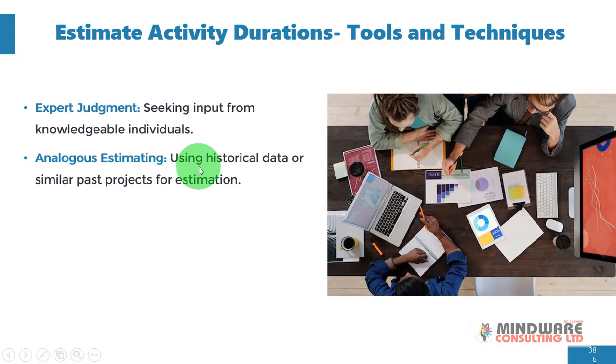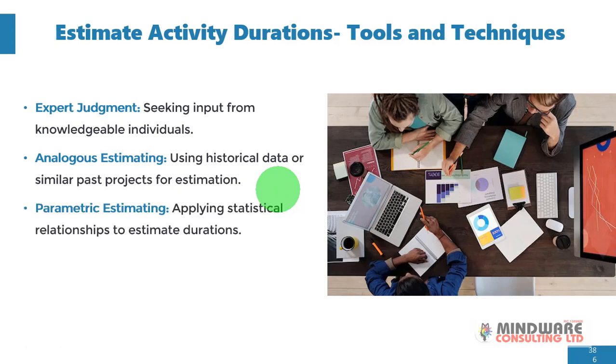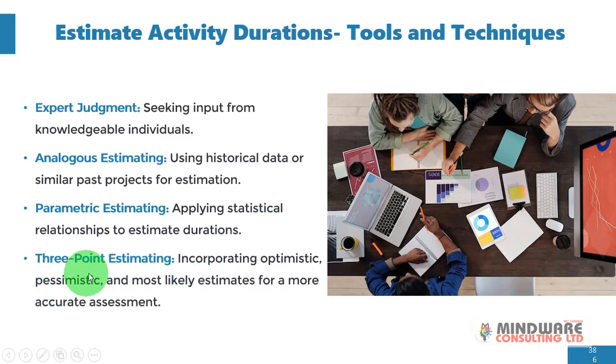Analogous estimating. This includes using historical data or similar past projects for estimation. We also have parametric estimating, and this includes applying statistical relationships to estimate durations. Three-point estimating. This includes incorporating optimistic, pessimistic, and most likely estimates for a more accurate assessment.